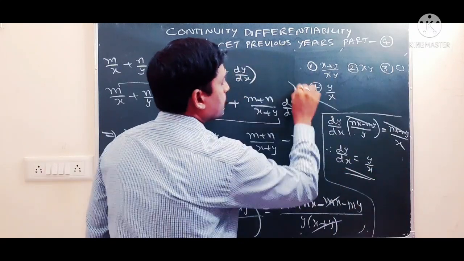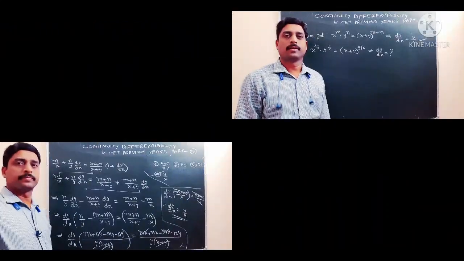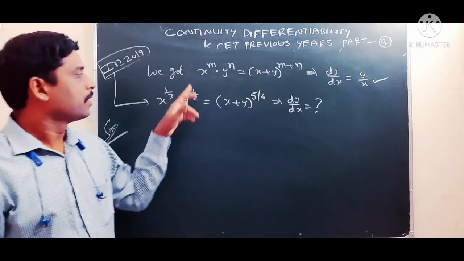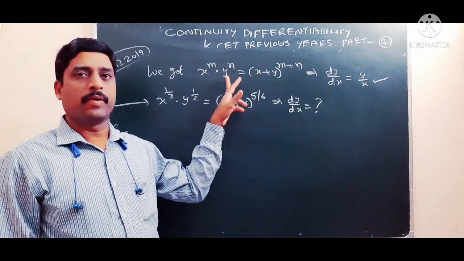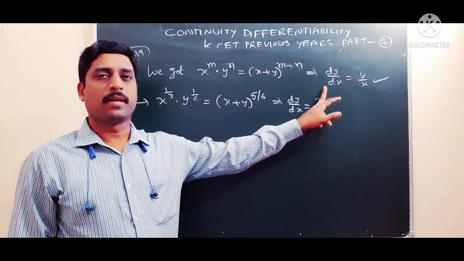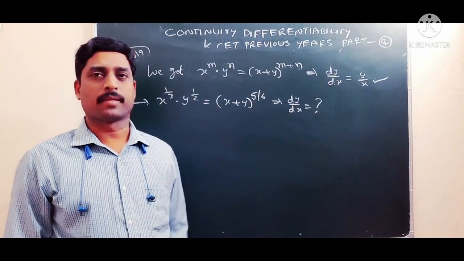So which option is correct? The fourth option is correct. This is based on one problem given in 2019. So if x to the power m into y to the power n is equal to (x plus y) to the power m plus n, then the formula is dy by dx is equal to y by x.